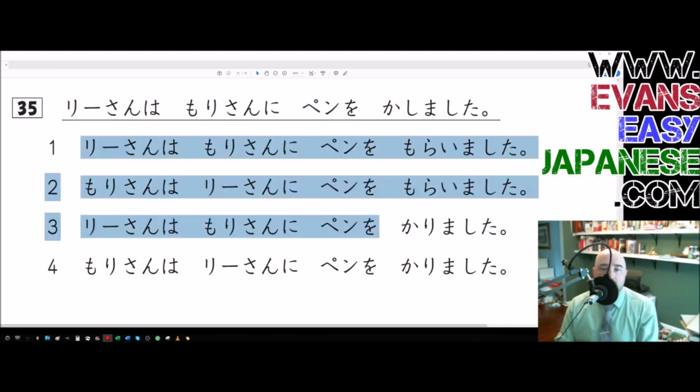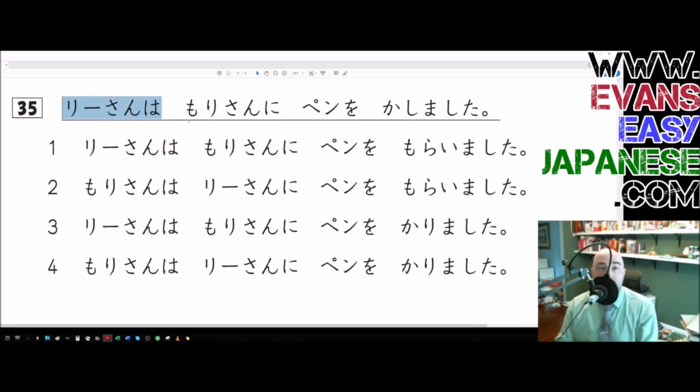All right, we need to figure out which one of these sentences is closest to, as for Li, he lent a pen to Mori. All right, so what we have is the subject and the object, or the subject and the other man or woman, the other lady, the other woman switched, and we also have different verbs. We have moraimashita and karimashita. Well, the opposite of kashimashita, to lend, is to borrow, which is karimashita. So our answer is either 3 or 4.